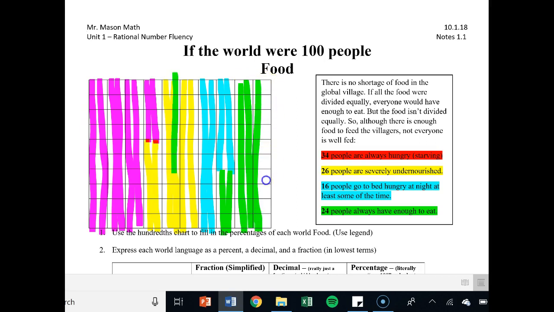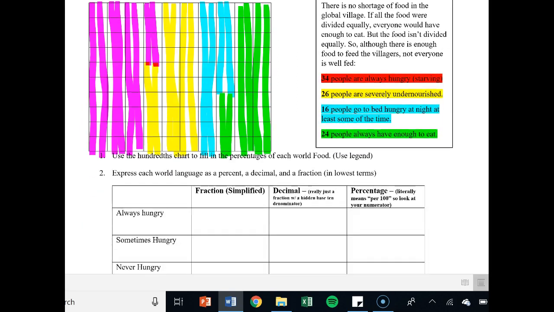So here's the world broken down as far as people having enough food to eat. So you can see the red or purple right there. Those are the amount of people in our village starving. These are the people that are still pretty hungry, undernourished. They're going to bed, and these are the people that have all the food. Doesn't seem like it's super fair.